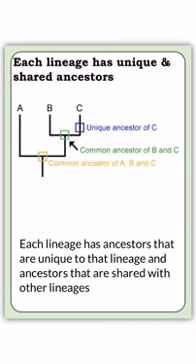Each lineage has unique and shared ancestry. Similarly, each lineage has ancestors that are unique to that lineage and ancestors that are shared with other lineages. Kind of what I just mentioned, except I was talking about its history, and here we're talking about those ancestors. So unique to C, common for B and C, and then common for A, B, and C.